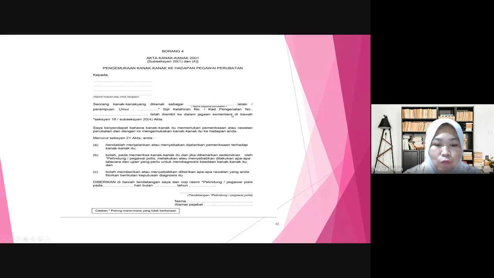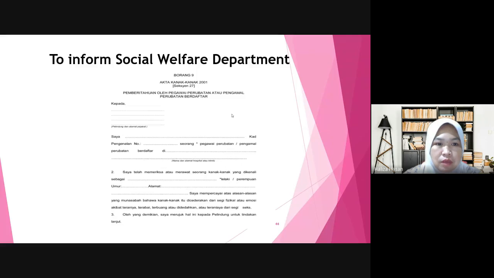So this one, the request form for medical examination of persons involved in police cases, and the presentation of children before an officer. There are also specific forms for police cases. Then the notification by a medical officer or registered practitioner to inform social welfare. For example, child abuse or baby abandonment cases, they will refer the case to the Department of Social Welfare.